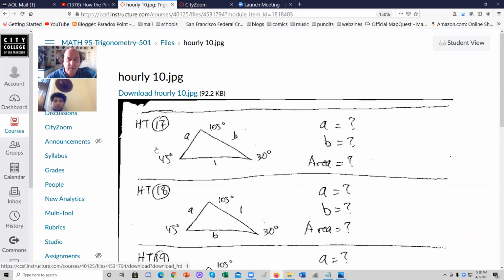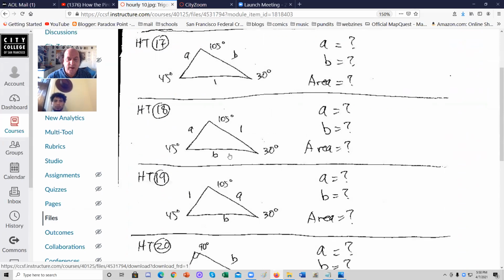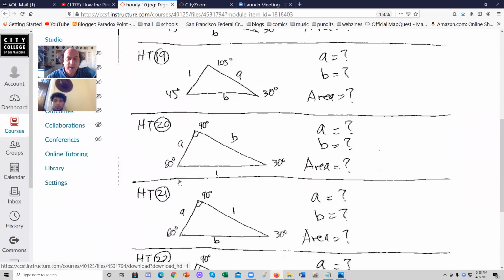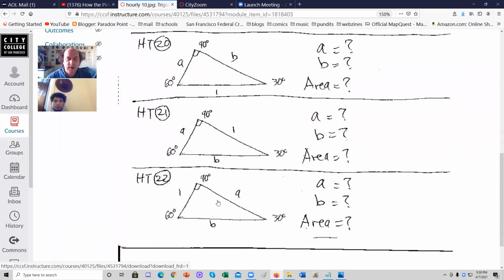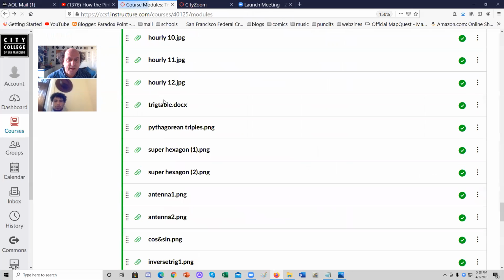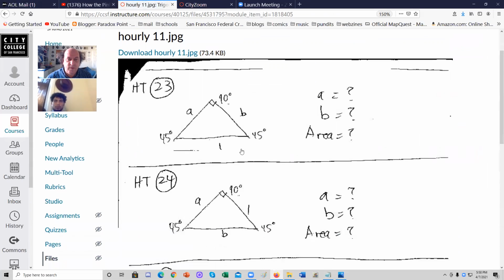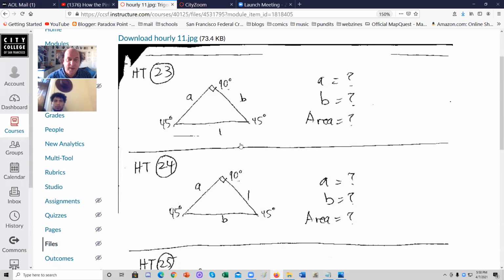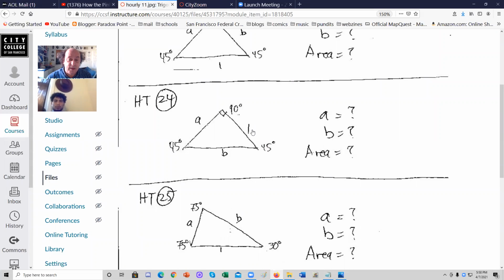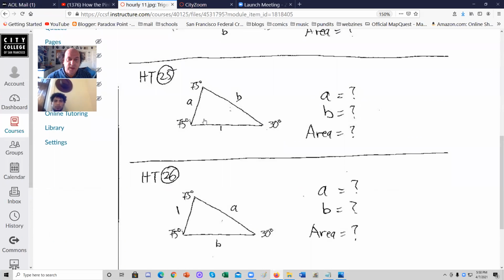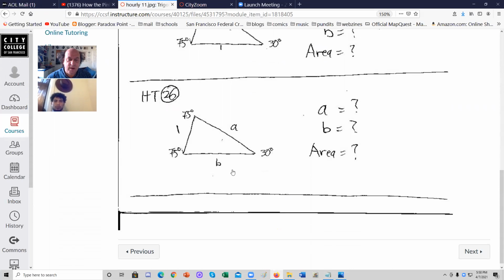All right, 45, 30, 105, here, here, and here. 30, 60, 90, 1 here, here, and here. 45, 45, 90, okay, here and here. And again, in this case, obviously, since A has to equal 1 and this 1 are equal, since this is isosceles, it's a 30, 75, 75, and 30, 1 here and 1 here.